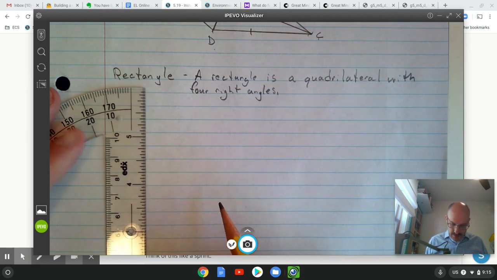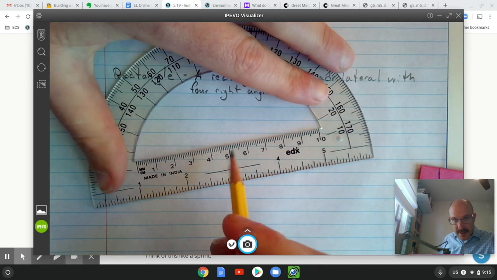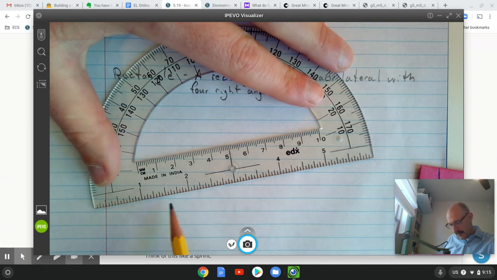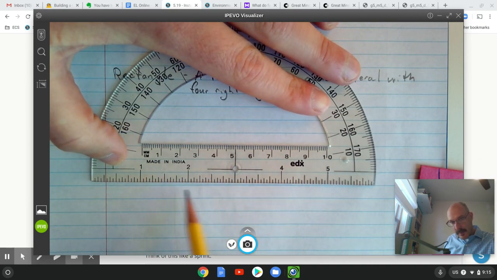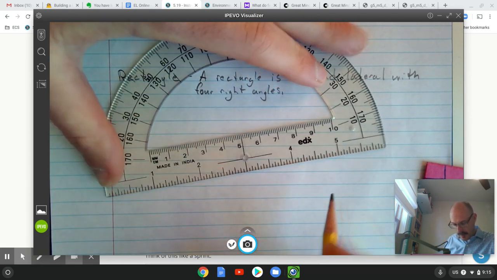All right, so I'm going to make a line. And most of the time when I'm making these shapes, I'm not making them right along my notebook paper lines, because I want you to see that it doesn't have to sit perfectly square on your notebook paper, right?